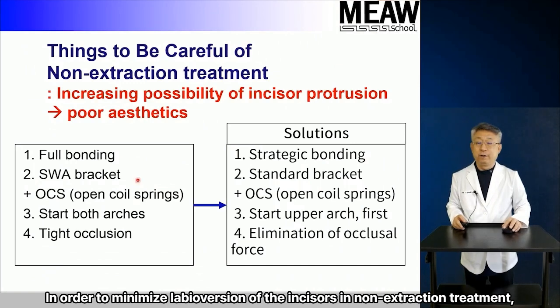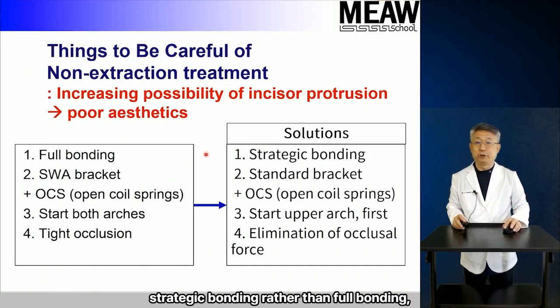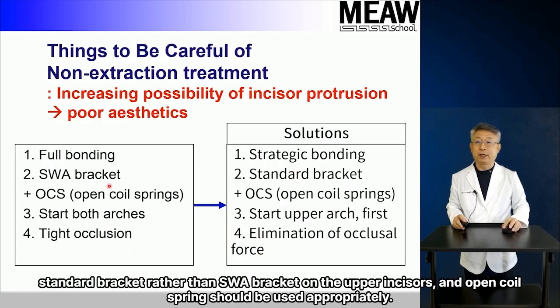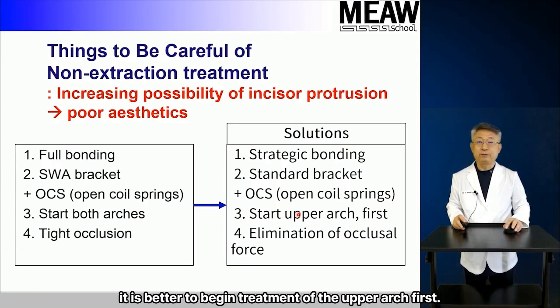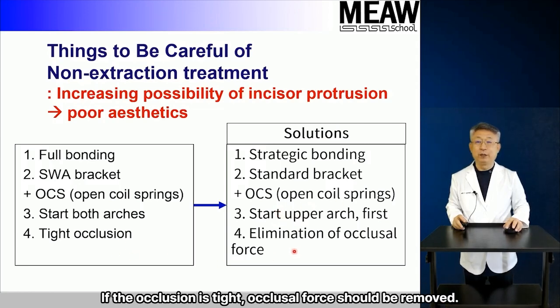In order to minimize labioversion of the incisors in non-extraction treatment, strategic bonding rather than full bonding, standard bracket rather than SWA bracket on the upper incisors, and open coil spring should be used appropriately. In addition, instead of beginning treatment on both the upper and lower arches, it is better to begin treatment of the upper arch first. If the occlusion is tight, occlusal force should be removed.